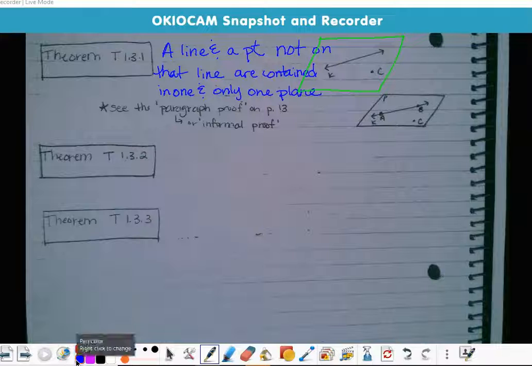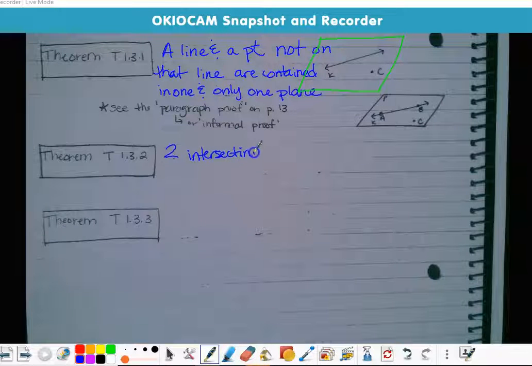Okay, next up is theorem T1.3.2. All right, so we have two intersecting lines. I feel like it's squeaking less. Is that me, or do you all agree? Okay, I think it's how I'm holding the pen, so I'll try to continue to do that.